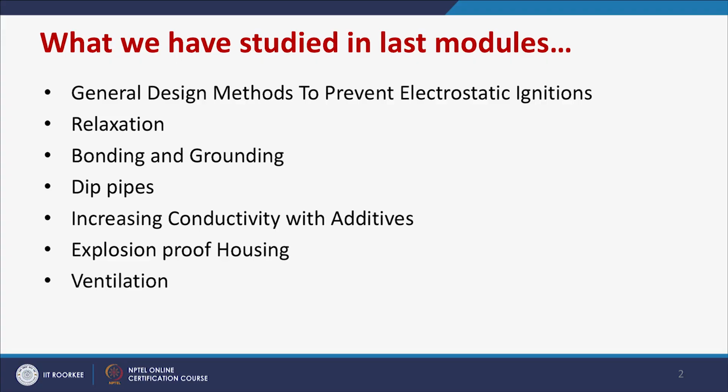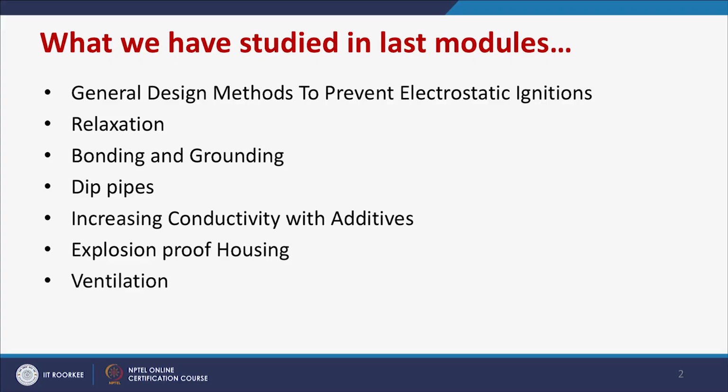Welcome to this module of design to prevent fire and explosion. Up till now we have studied in different modules the general design considerations to prevent electrostatic ignition: relaxation, bonding, grounding, dip pipe, increasing conductivity with additives, explosion proof housing and different aspects of ventilation.